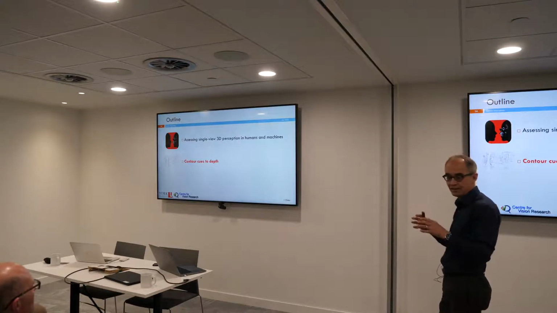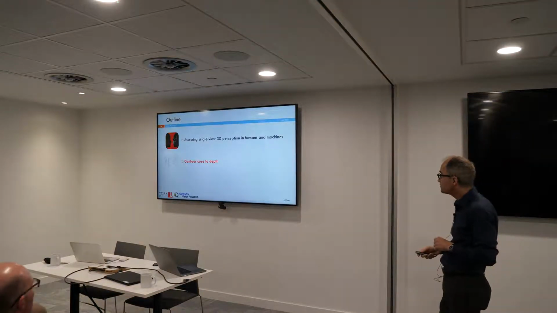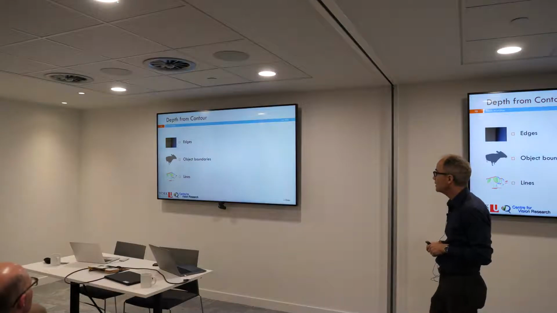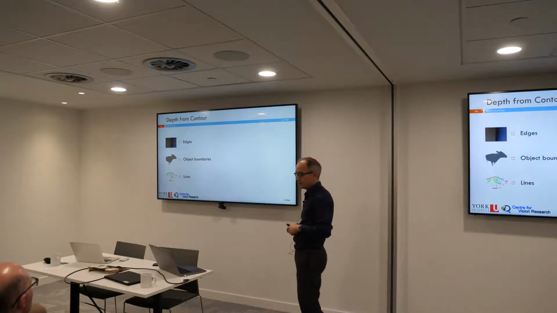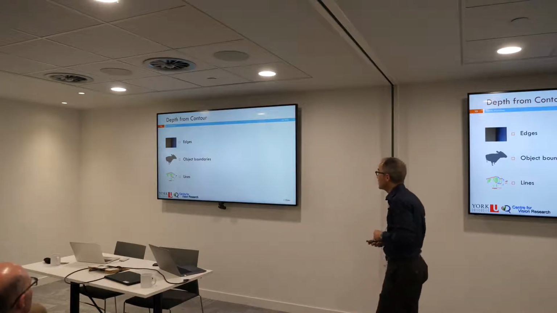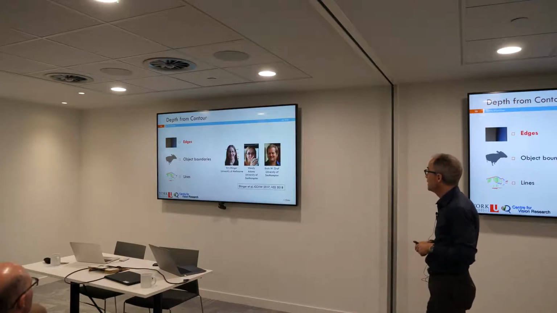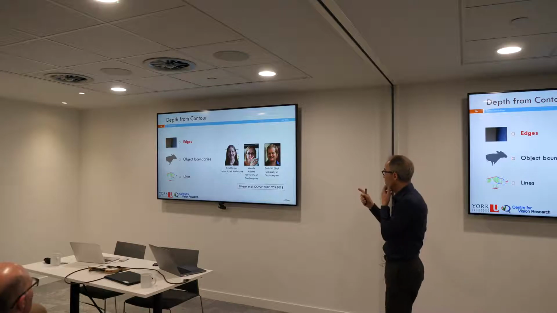I'm going to focus on contour cues to depth, and I'll in particular focus on three things: depth edges, object boundaries, and lines. And so let's just talk about edges first. This is led by Chris Inger, now at Melbourne, and then with also Wendy and Eric. Okay, so what's the motivation here?